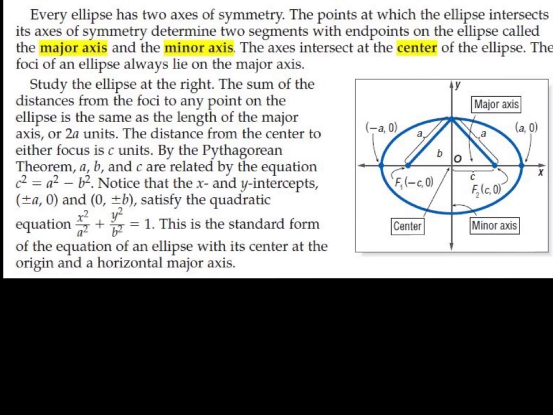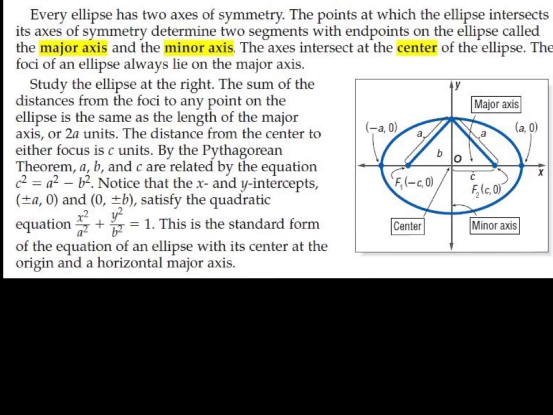Every ellipse has two axes of symmetry. The points at which the ellipse intersects the axis of symmetry determine two segments with endpoints on the ellipse called the major axis and the minor axis. The axes intersect at the center of the ellipse. The foci of the ellipse always lie on the major axis.